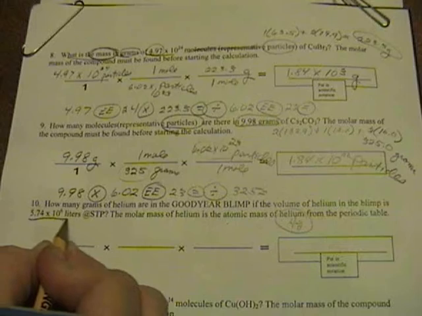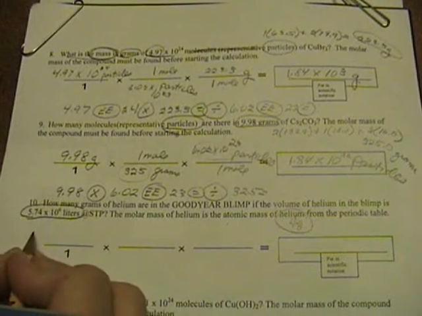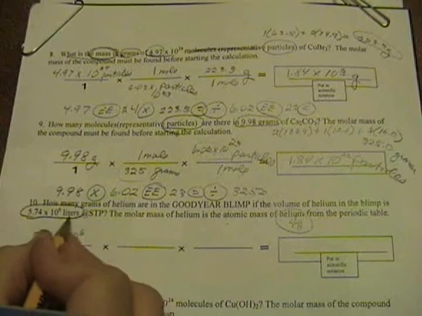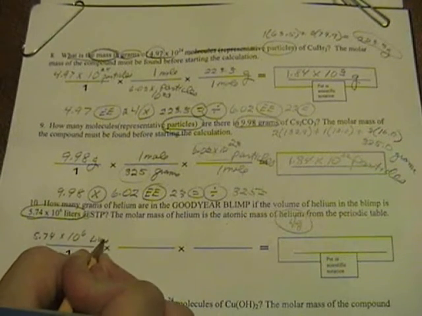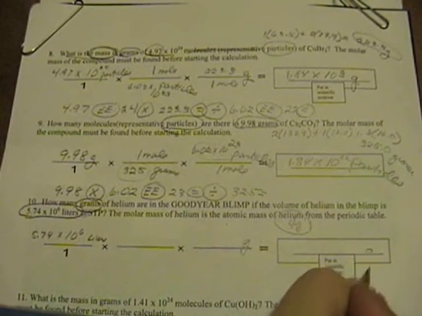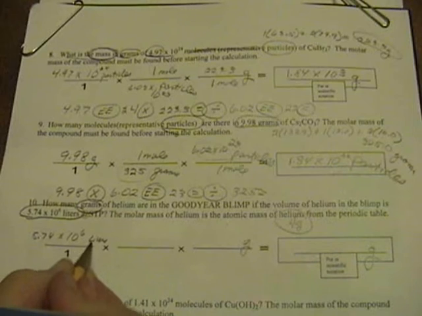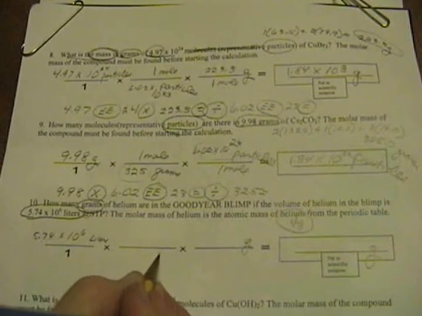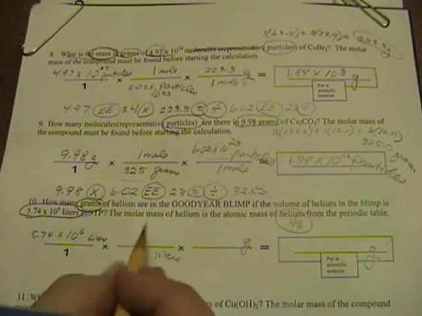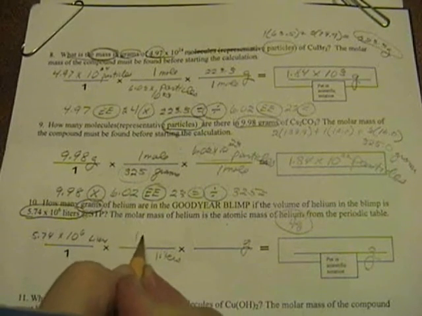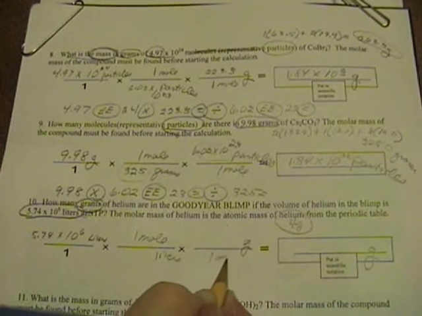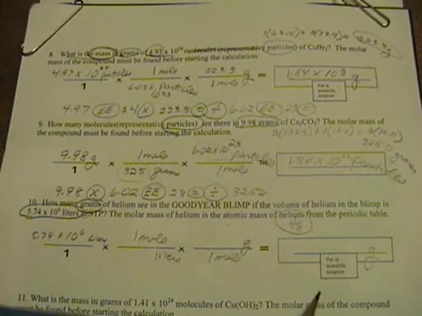Alright, so let's start putting our stuff in here. This is our known, 5.74 times 10 to the 6 liters. How many grams? So grams goes there and there. Alright, because liters is on top of the first, I want the word liters on the bottom of the second. And just as before in these other ones, on these 3 fraction ones, 1 mole can be written on top of the second fraction, and 1 mole can be written on the bottom of the third fraction.